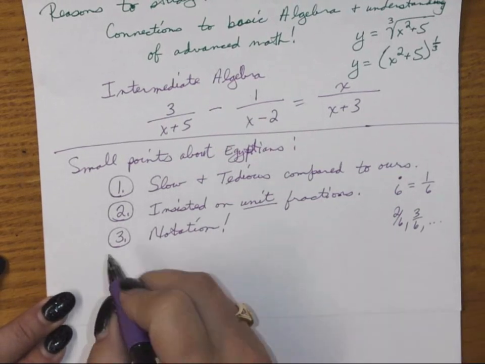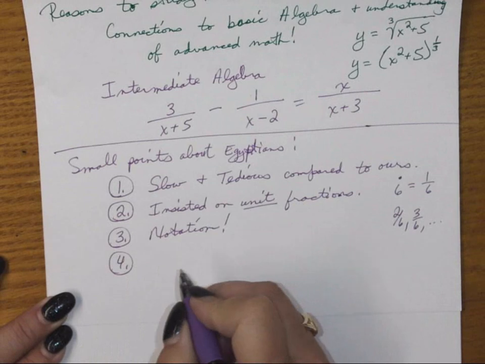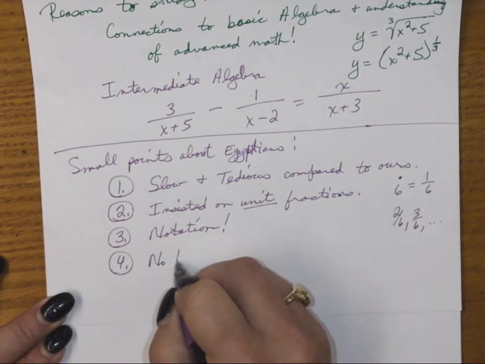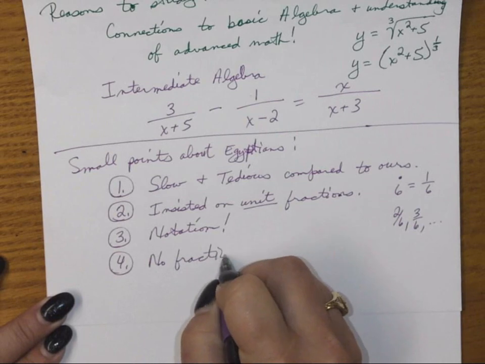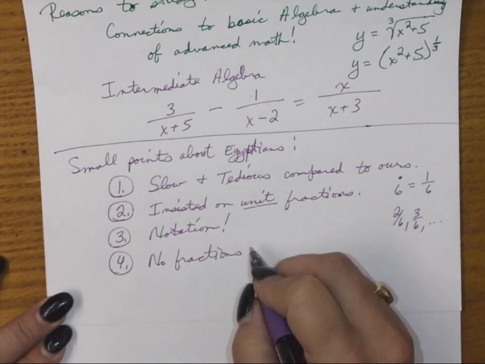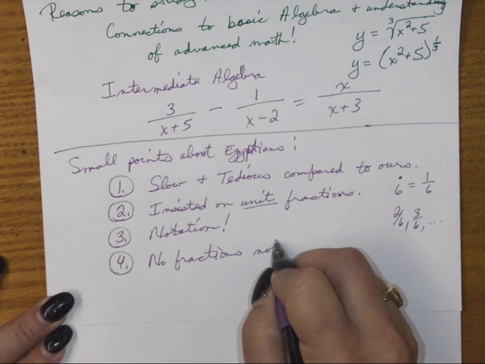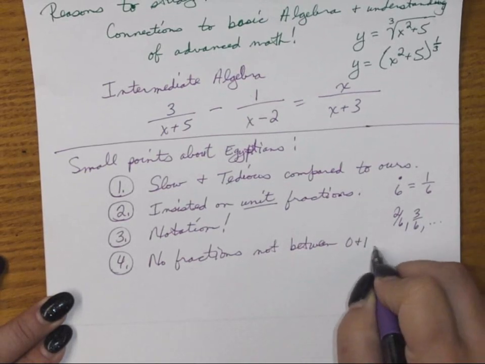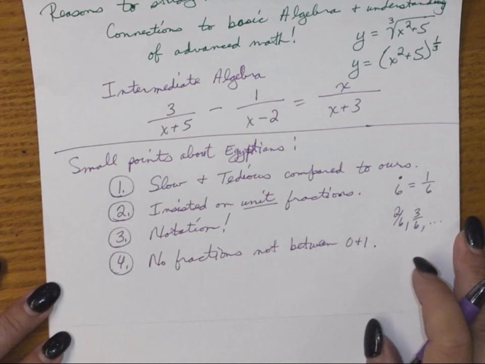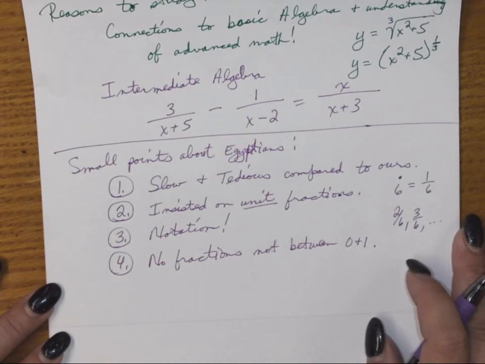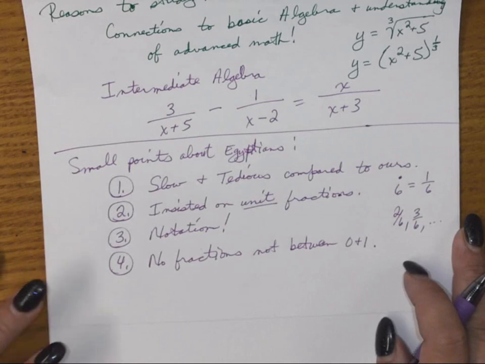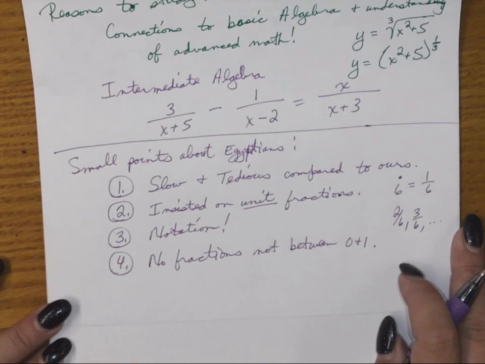You'll also notice, hopefully you picked this up from what we've talked about, they didn't use any fractions that weren't between 0 and 1. Okay. So no fractions that are not between 0 and 1. So what does that mean for us? Well, we don't have improper fractions. We don't have things that are bigger than 1. We don't have negatives. We don't have all that stuff. So that's really going to be a huge limitation for us. All right.